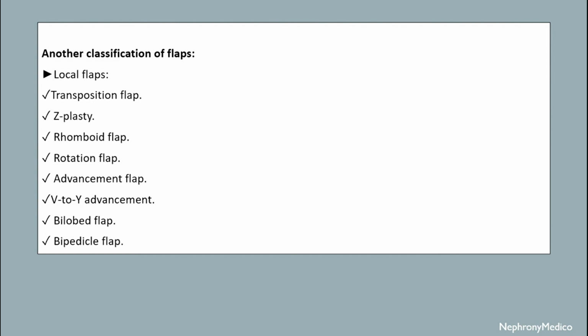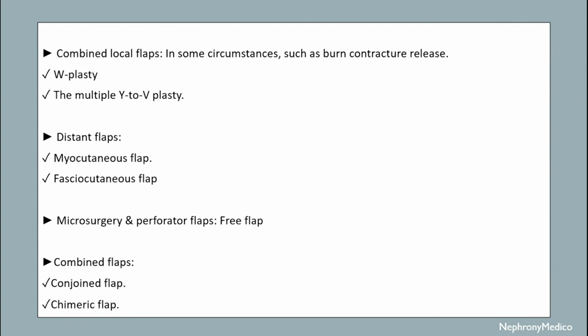The local flaps include transposition flap, Z-plasty, rhomboid flap, rotation flap, advancement flap, V-Y advancement, Bailey-Love flap, and bipedicle flap. Combined local flaps include W-plasty, and multiple Y-to-V. Distant flaps include musculocutaneous flaps and fasciocutaneous flaps, and combined flaps include conjoint flap and chimeric flap. End of the topic.